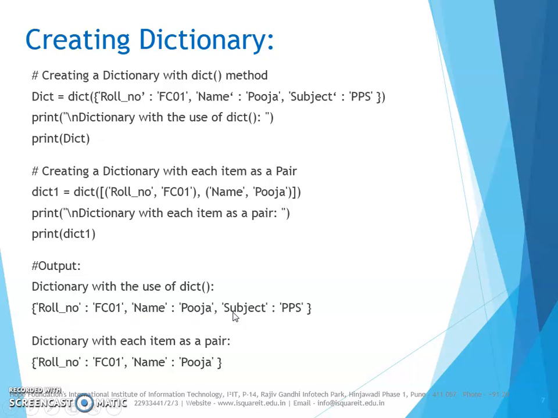Roll number, name, and subject. Now we can create a dictionary with each item as a pair. Here we have passed the complete dictionary in curly brackets. Instead of doing so, we can pass the pairs also to this function dict. This function dict we are passing in round brackets. This is the first pair, separated by comma, and the second pair as name and Pooja. So this dictionary will be roll number FC01 and name Pooja. So we can pass pairs to this dict method also.